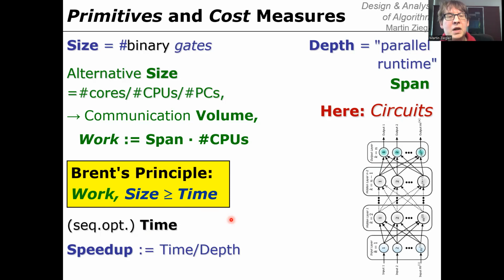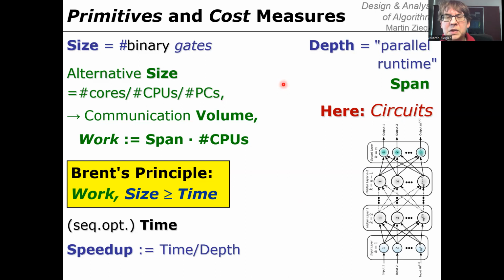Similarly, if we design a circuit for sorting whose size is equal up to constant factors to n log n, then we know from Brent's principle that this is asymptotically optimal, because we cannot have work or size asymptotically less than the time. So that's one way of proving parallel algorithms or circuits optimal with respect to their size. But of course, we're also interested in parallel algorithms that are optimal with respect to their parallel runtime, with respect to their span, with respect to their depth.